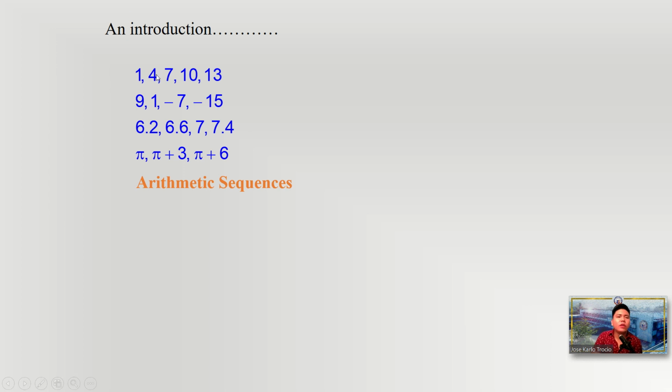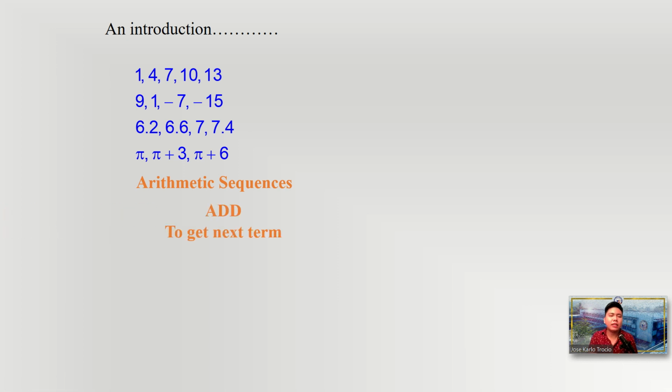So what was your technique in doing so? Maybe you subtracted 4 minus 1, that is 3. 7 minus 4, that is still 3. 10 minus 7, that is still 3, and so on. So when you subtract it here, of course, on the other side you're going to add. So 13 plus 3, that is 16. So that is what we call the arithmetic sequences.